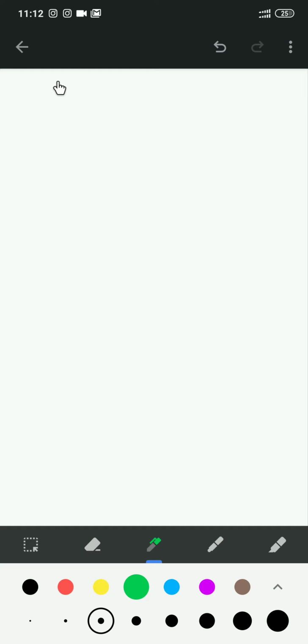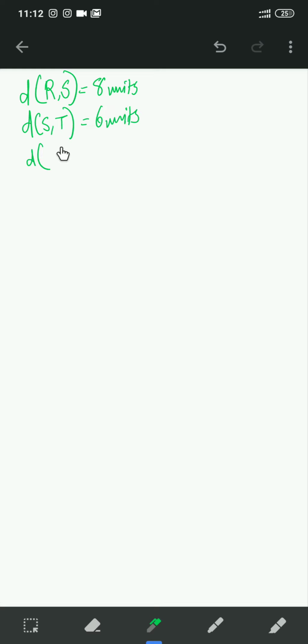Okay, now let's take this example. Distance between R and S is equal to 8 units. Distance between S and T will be 6 units. And distance between R and T should be 4 units. This is given.